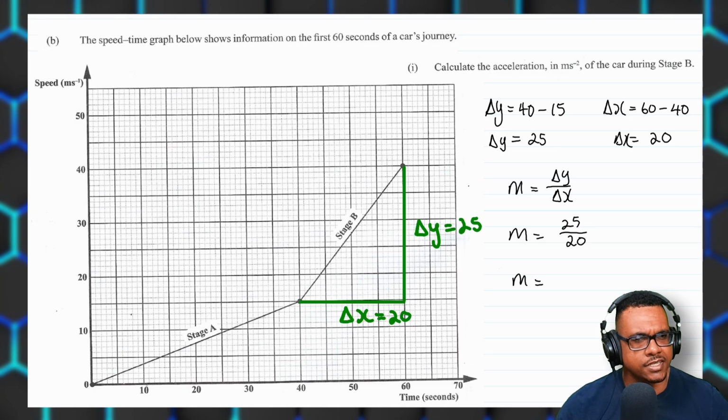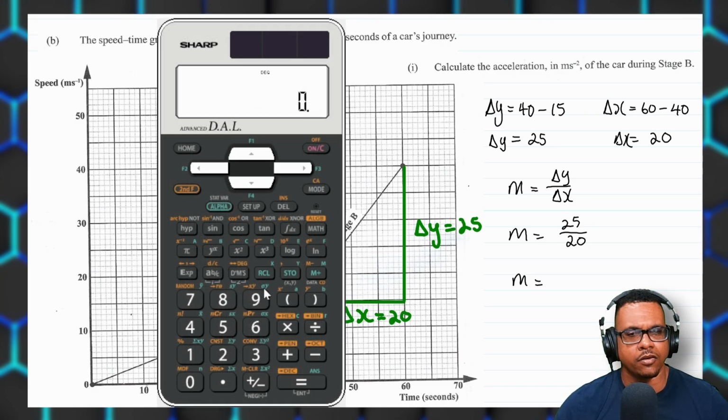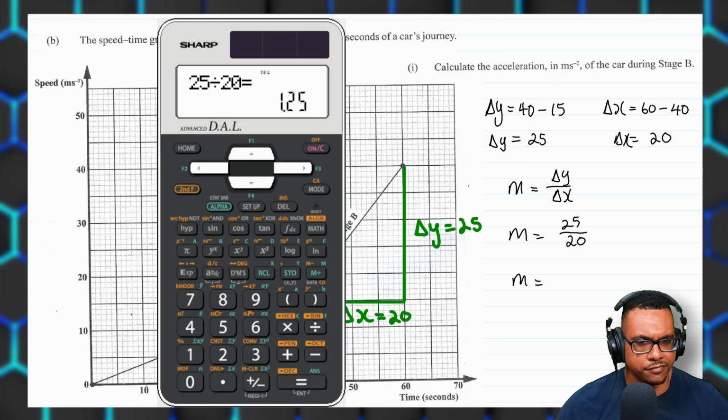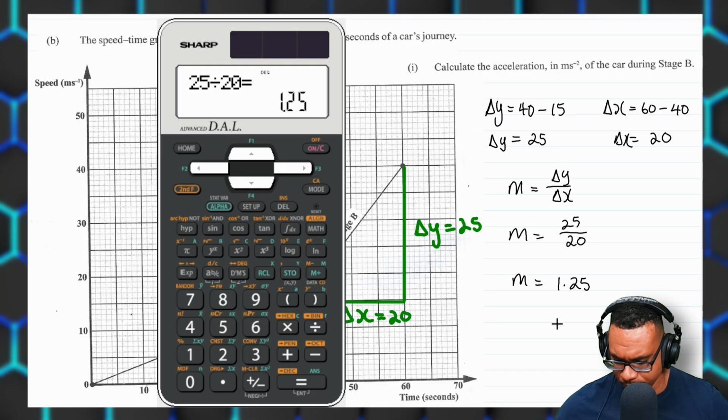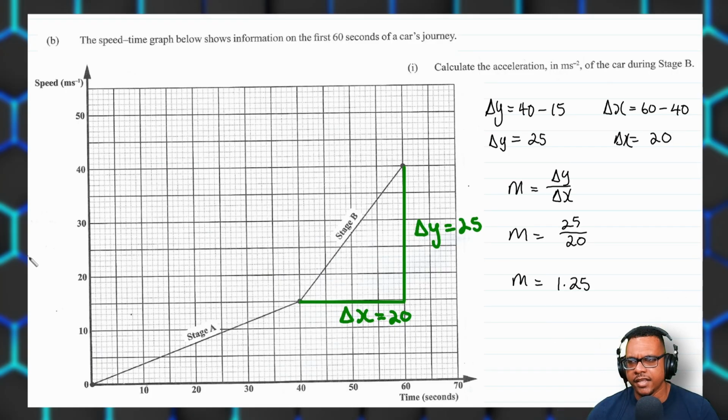We work that out on the calculator. All right, so we have 25 divided by 20, and we get 1.25. So that's 1.25 as our gradient. And of course, we are saying that the gradient is equal to acceleration. So my acceleration, a, is equal to 1.25 meters per second squared.